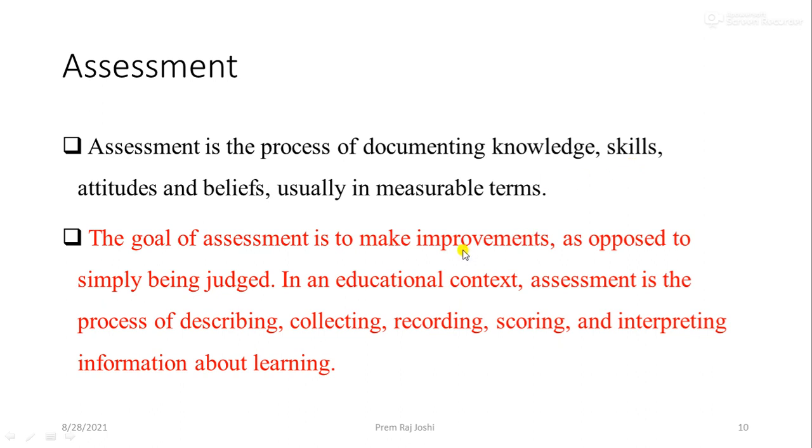Yes, the assessment. Evaluation means the work of evaluation just stops, because in case of evaluation we just judge the student, either weak or poor or average or something like that. But the goal of assessment is to make improvement. In the assessment process, the teacher looks for how the students' improvement can be possible.